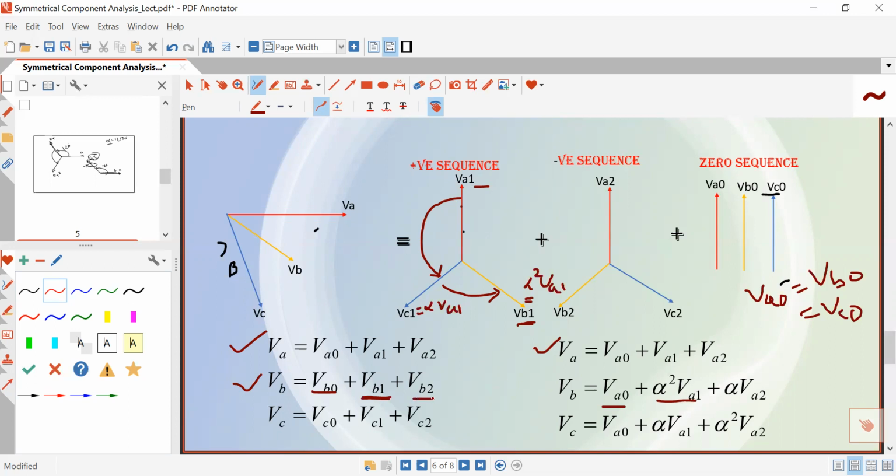Similarly, VB2. Now you want to write VB2 in terms of the phase A component VA2. How can you write it? If you multiply alpha to this vector, it rotates in anti-clockwise direction by 120 degree, and you get this yellow vector. So VB2 can be written as alpha into VA2.